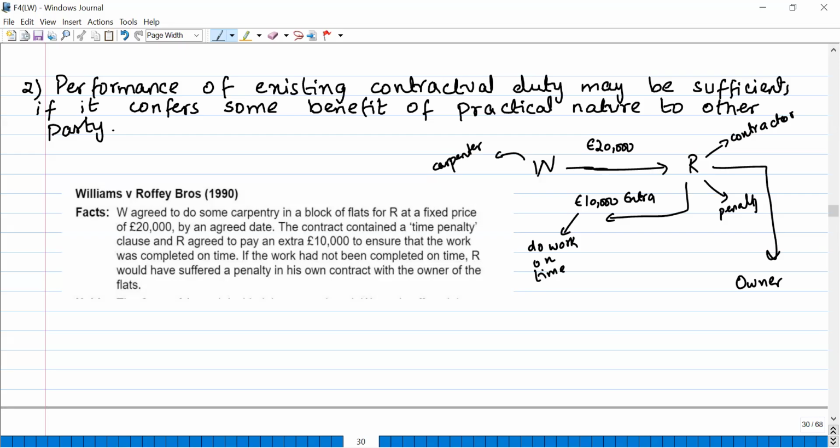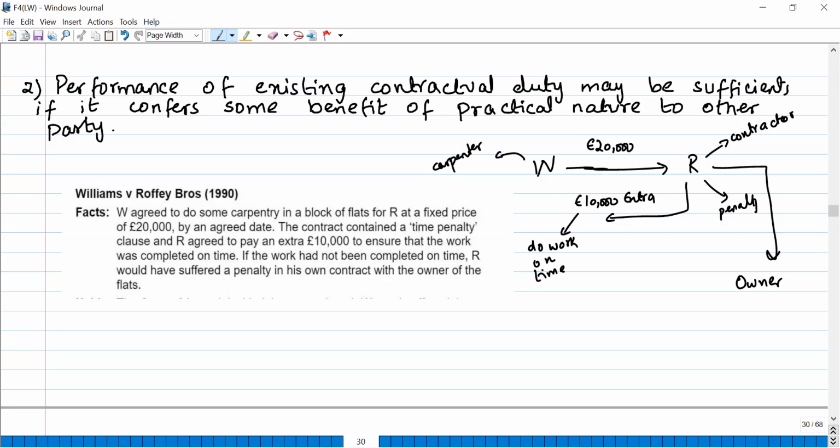But the judge said that because of the existing contractual duty of the carpenter, you got saved from the penalty of the owner. So the existing duty gave some benefit to you as well. And if the existing duty is giving some kind of practical benefit to the other party, then this will be considered as sufficient consideration. Then R is entitled to pay Williams 10,000 pounds extra.